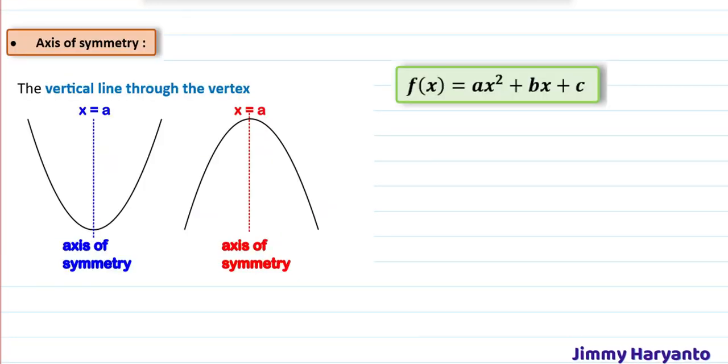And then next is axis of symmetry. Axis of symmetry is the vertical line through the vertex, or you can say the vertical line that divides the curve into two equal parts, yeah, left and right. Okay, so I already gave you the illustrations. It will be like that. The line x equals a, which is the x coordinate of the vertex. Yeah, I will explain this later in the example questions.